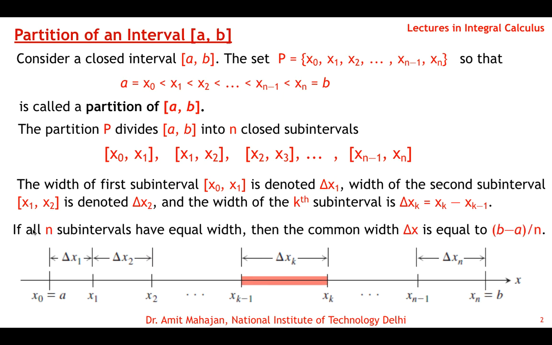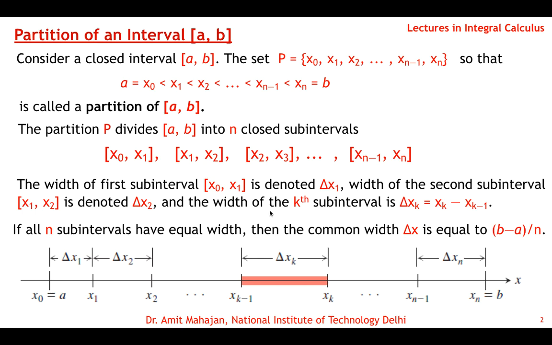So if all n subintervals have equal width, then the common width delta x is equal to b minus a divided by n, because the total width is b minus a, which will be equal to n times delta x. So delta x can be easily written as b minus a by n.